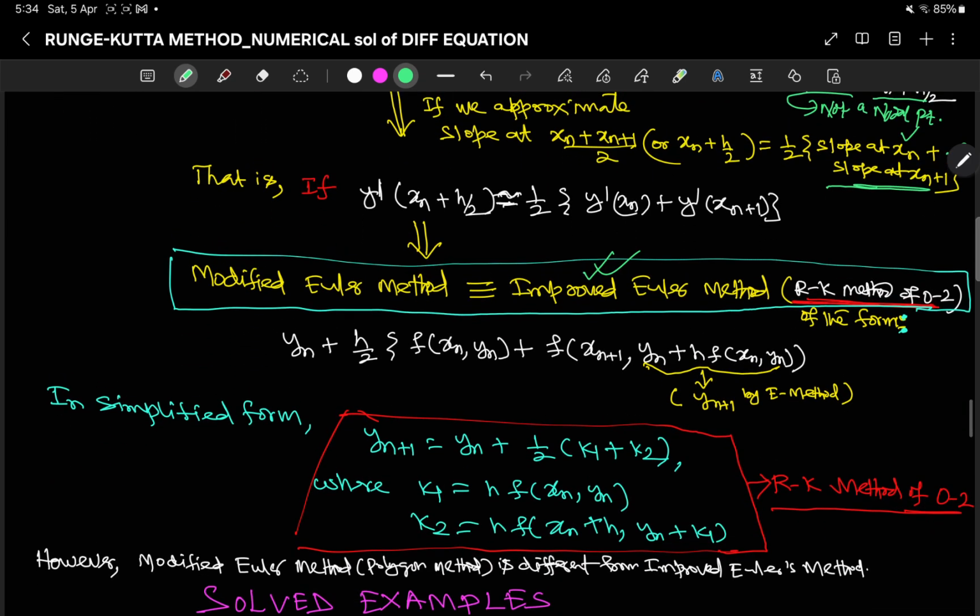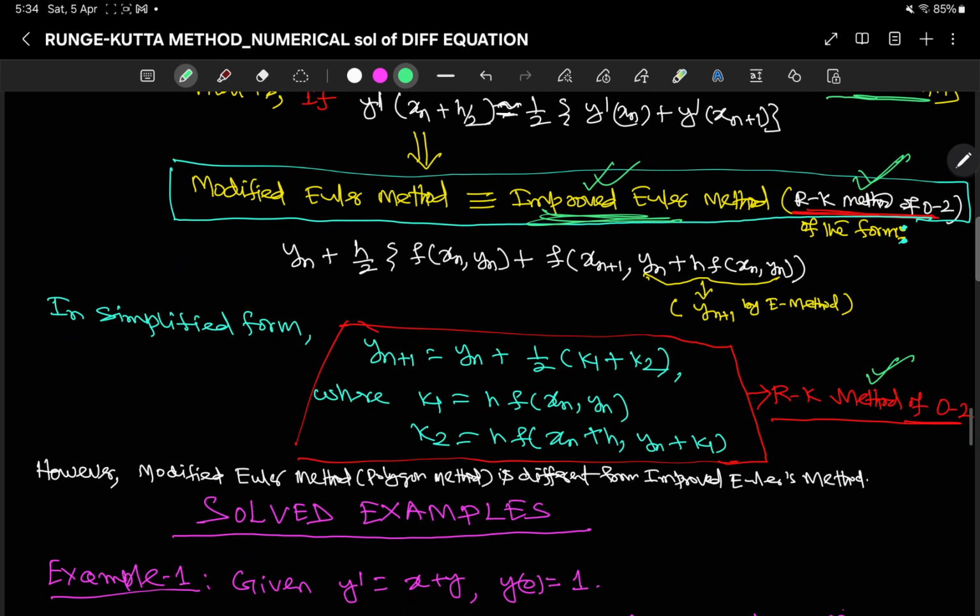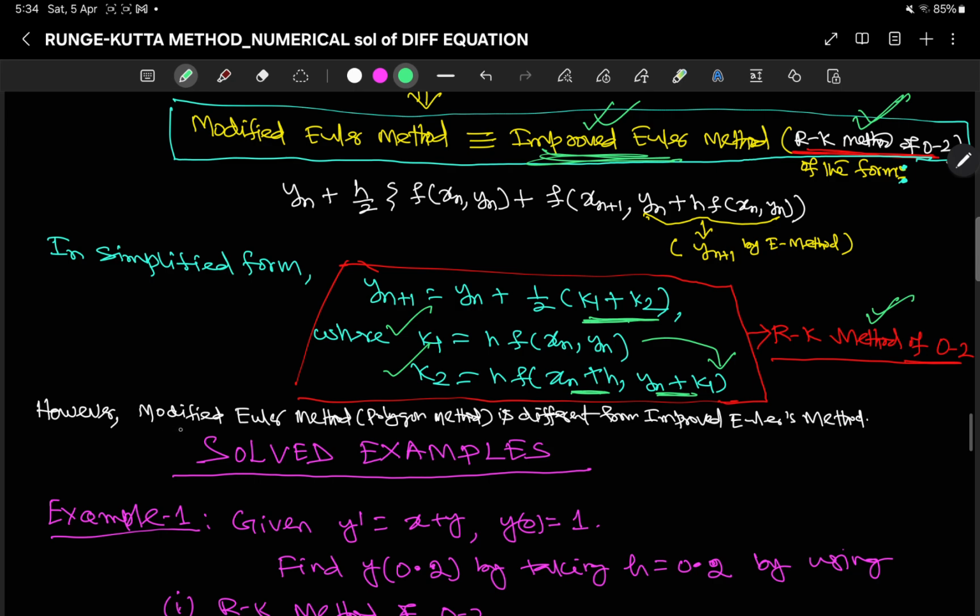However, these two methods are actually the same, and the formula for your improved Euler method is basically known as the RK method of order 2, the Runge-Kutta method of order 2. The formula is, as I have told you, yn plus 1 is yn plus (k1 plus k2) by 2, where k1 is h f(xn, yn) and k2 is h f(xn plus h, yn plus k1). However, the modified Euler's method is a polygon method and it is different from your improved Euler method.